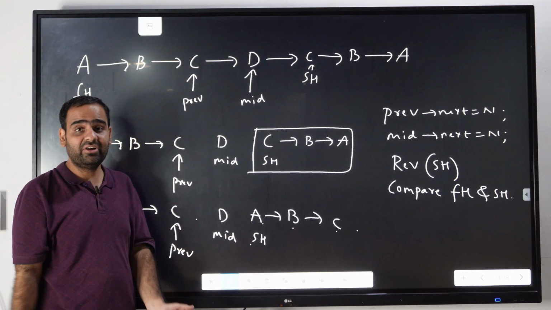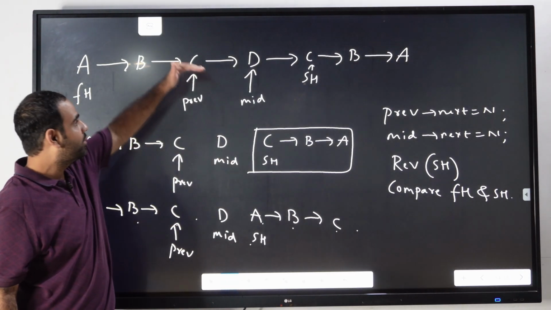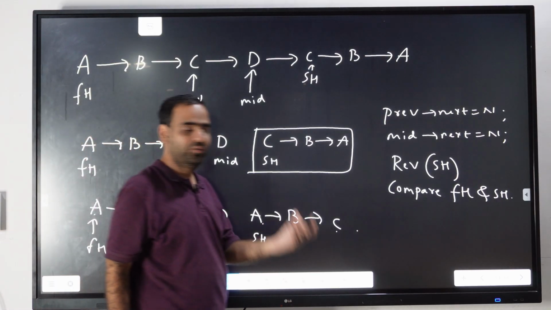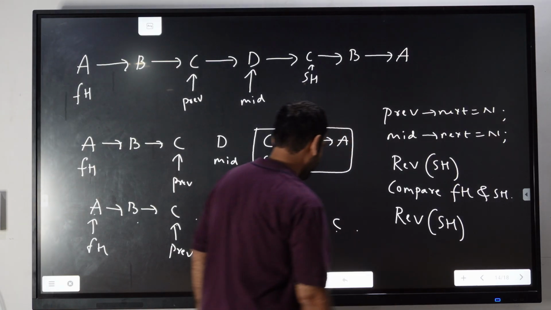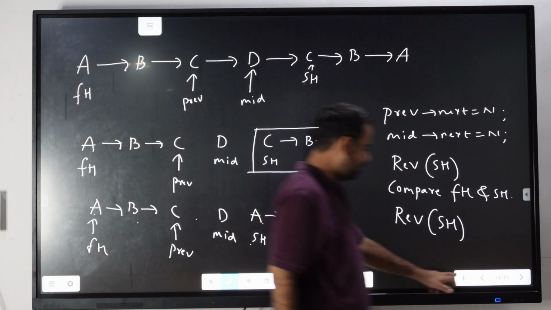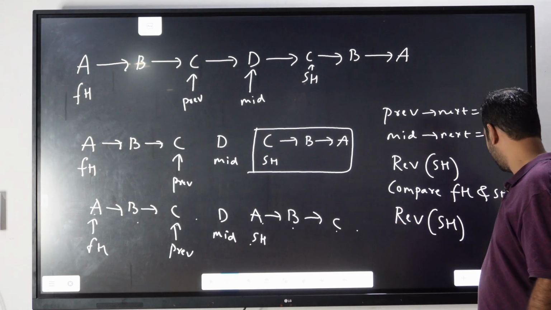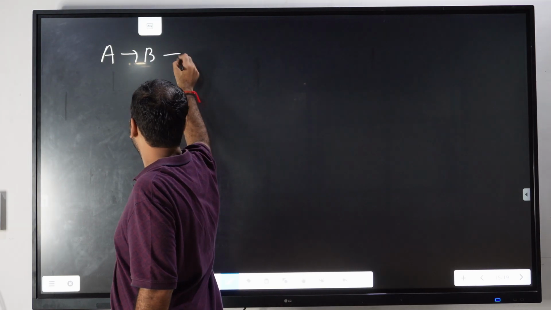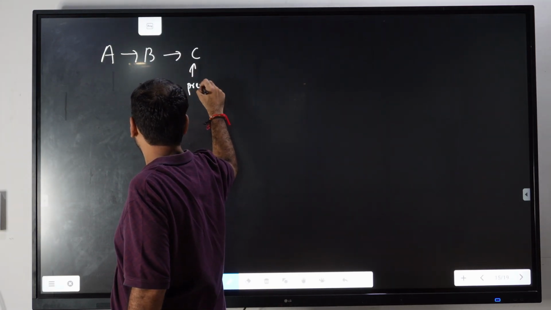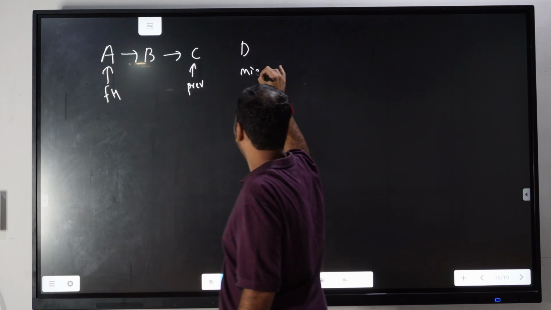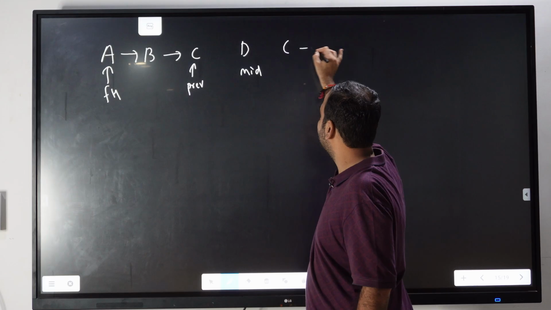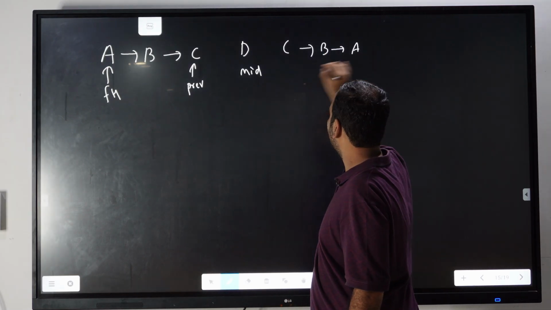But is this the list given to us? No. Now, we need to get back this list. Therefore, we reverse the second half again. If we reverse the second half, how will the list look? Can anyone say? The first half remains the same, A, B, C, and this is the previous pointer and this is the first half. The midpoint D also remains the same, but you are reversing the second half, therefore it becomes C, B, A. Now, this is the second half.